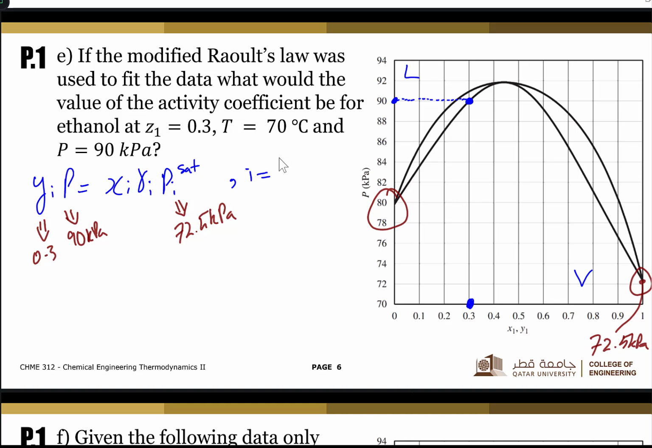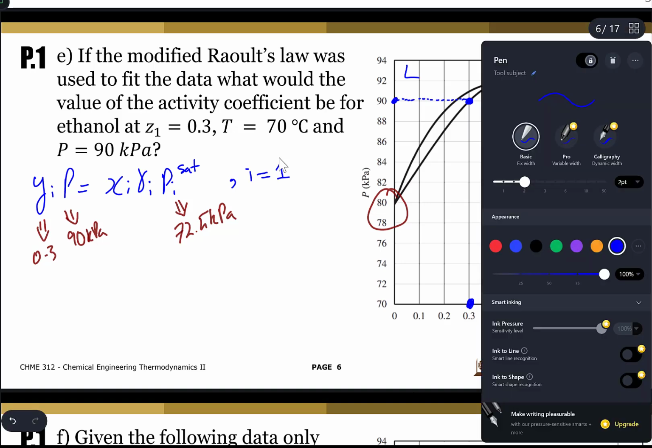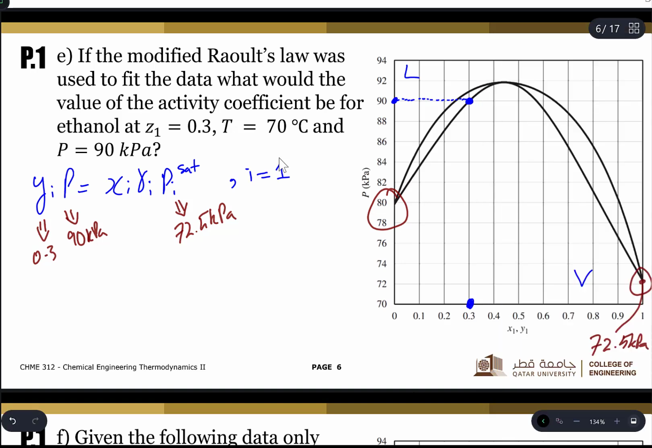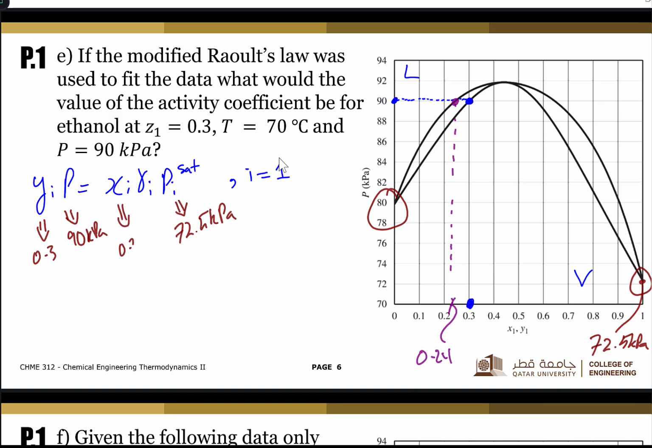In this case, where I have y1 is 0.3, pressure is y. And y is equal to 0.3. Will the line directly under 90 be at 0.25? Going to here and going down gives me that value. Okay? So I approximated it as 0.24. So this here is 0.24.